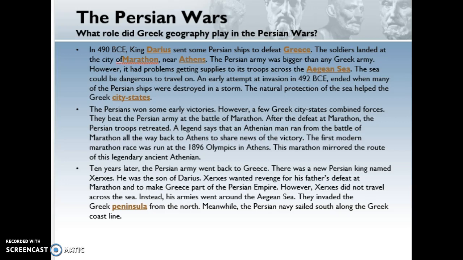The Persians won some early victories. However, a few Greek city-states combined forces. They beat the Persian army at the Battle of Marathon. After the defeat at Marathon, the Persian troops retreated. A legend says that an Athenian man ran from the Battle of Marathon all the way back to Athens to share the news of the victory. The first modern marathon race was run at the 1896 Olympics in Athens. This marathon mirrored the route of this legendary ancient Athenian.